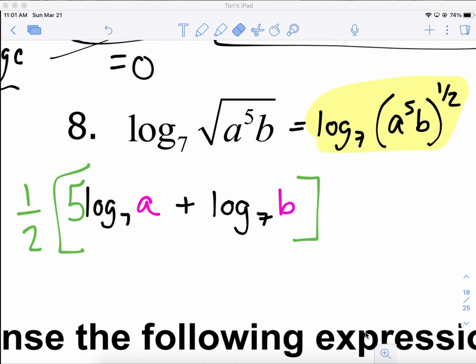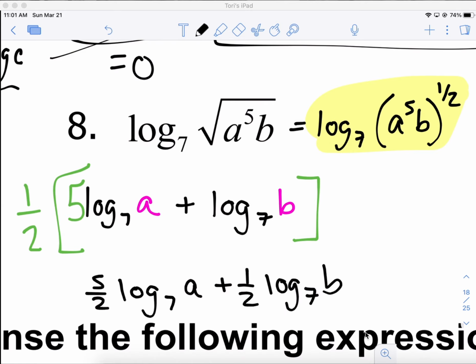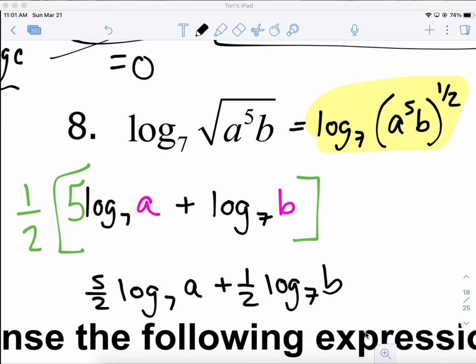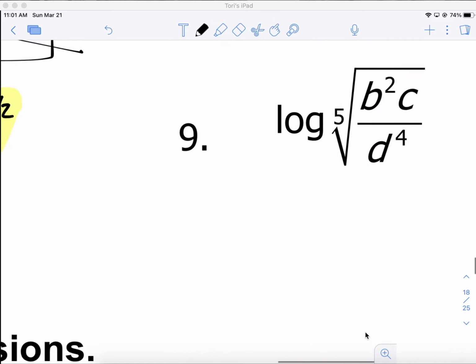Okay? Remember, if you wanted to distribute that exponent first and do it separately, the same answer would have looked like this. 5 over 2 log base 7 of a plus 1/2 log base 7 of b. Either one of these answers is the exact same thing. Okay? I tend to prefer this one, but it does not matter. Both are the exact same correctness. Okay? Let's look at 9.